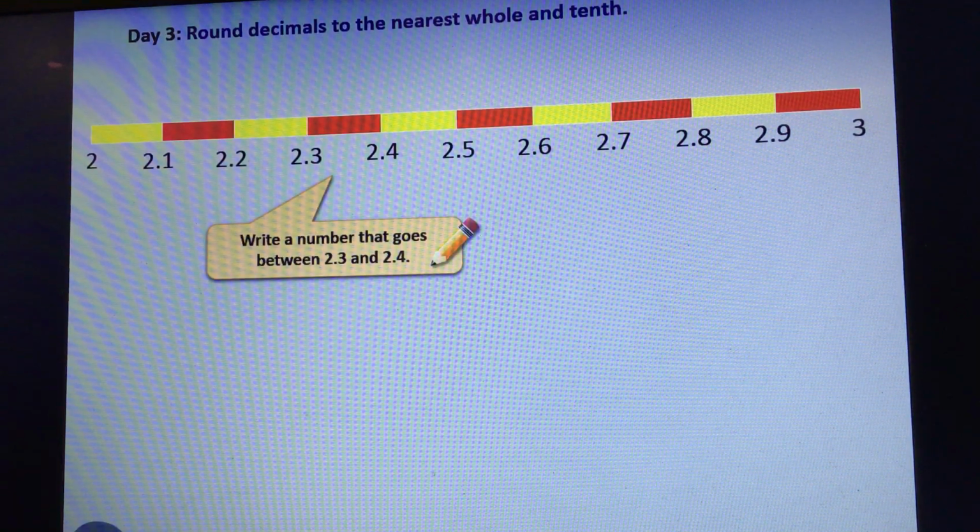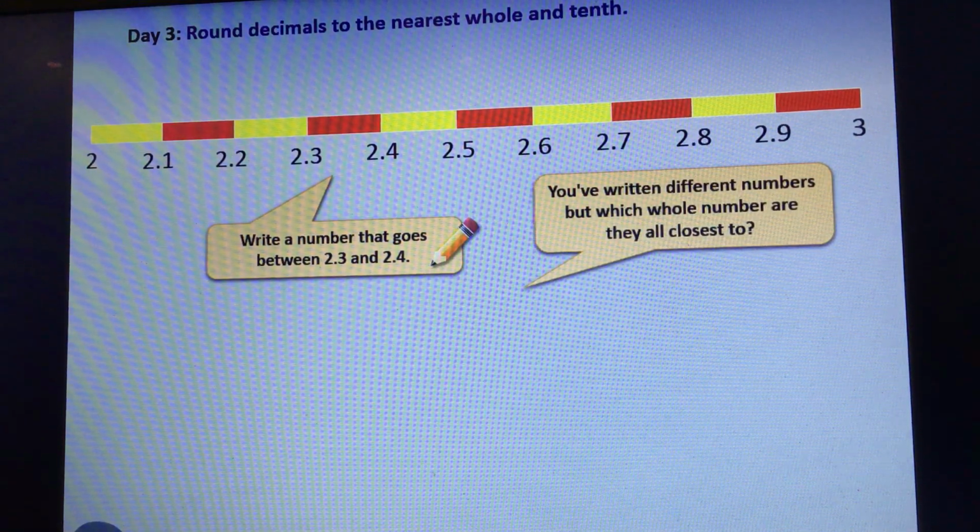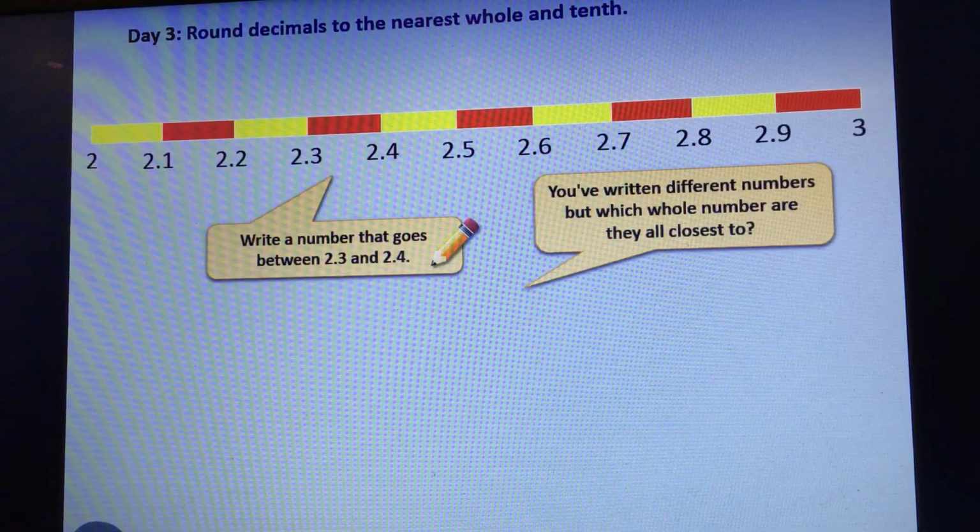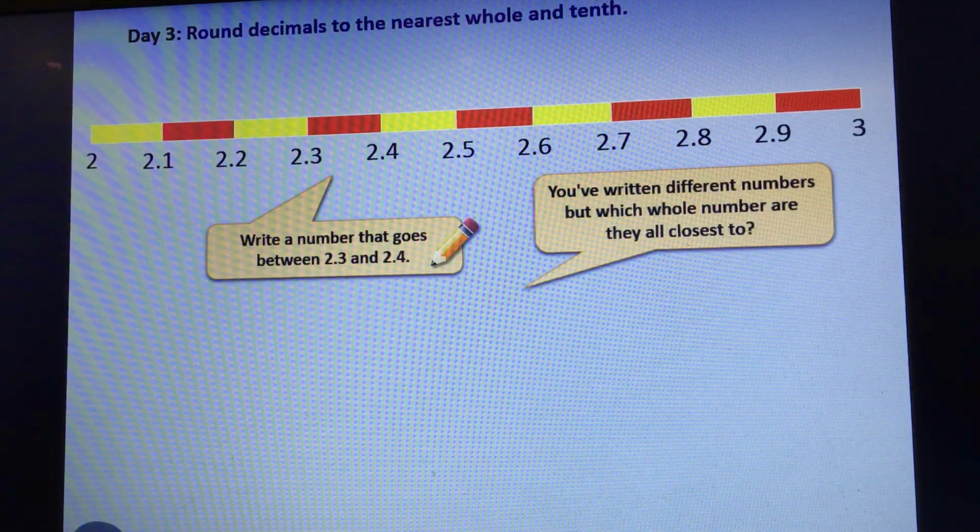Okay, a bit more tricky now. Can you write a number on your piece of paper that goes between 2.3 and 2.4? Have a little go. And hopefully you will have come across a number which has 2 decimal places, 2.31 or 2.32 or 2.33 or 2.34 or anything like that. Or maybe you went for a number with 3 decimal places, so for example, you might have said 2.347.